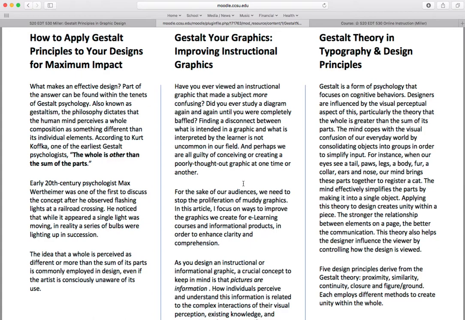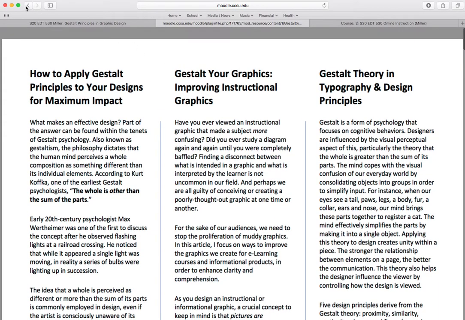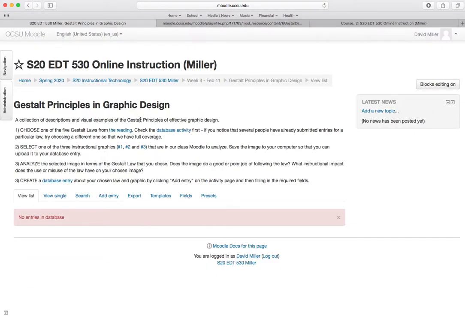So now is the activity portion of this week's class. Again, as I did last week, I'm trying to fold a couple of goals into one. So we are going to be using a database activity. That is where each of you is going to create a database entry. What is that entry going to be about? That is here in the database activity. So we now have looked at these 5 Gestalt laws from the reading.